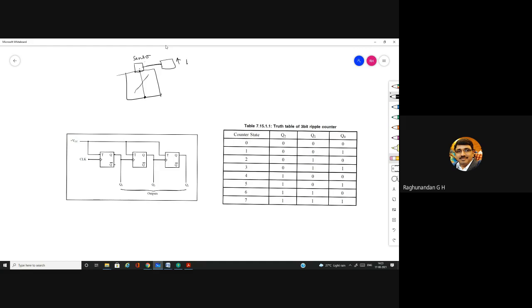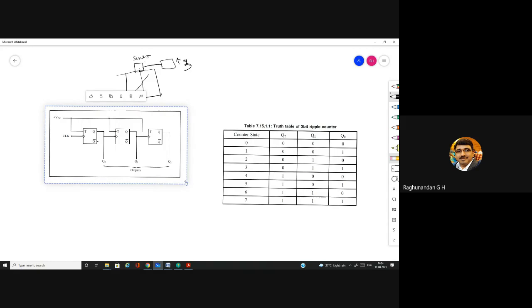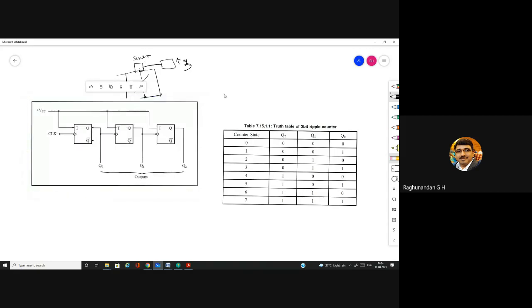Then it will count to 1. Then some other person will come, and it will make it 2. Then another person comes, 3. Like this, we can use this application for counting the number of persons entering a particular area. Just an example I told. So this is a 3-bit ripple counter. You can have a 4-bit ripple counter or 2-bit ripple counter also, but for your syllabus, we have the 3-bit ripple counter.